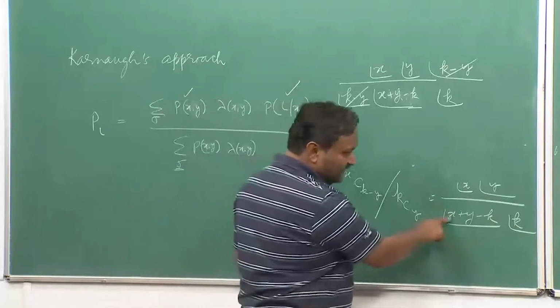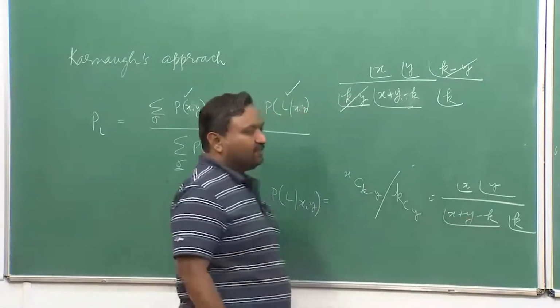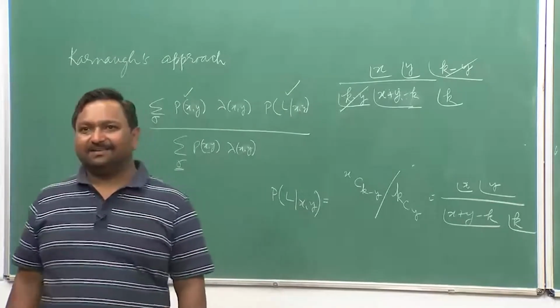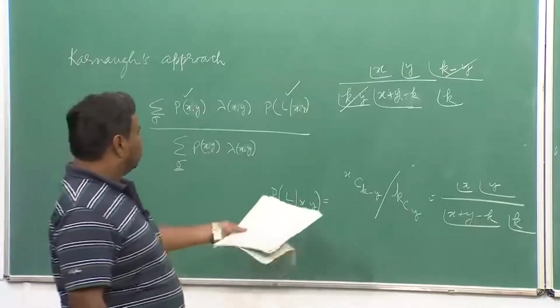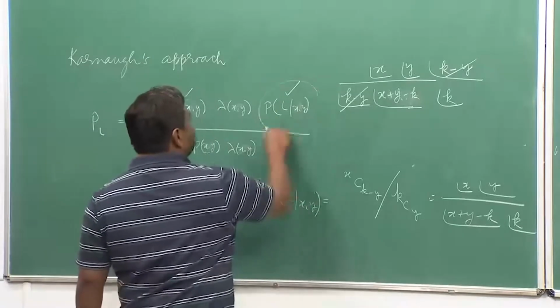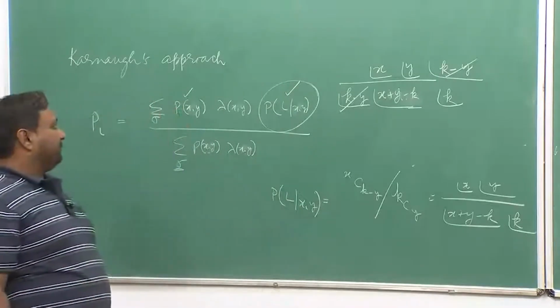Now, you can actually see x plus y has to be greater than k, then only this makes some sense, otherwise blocking does not happen. Okay. So, this will be the expression which we can use for PL given x, y.